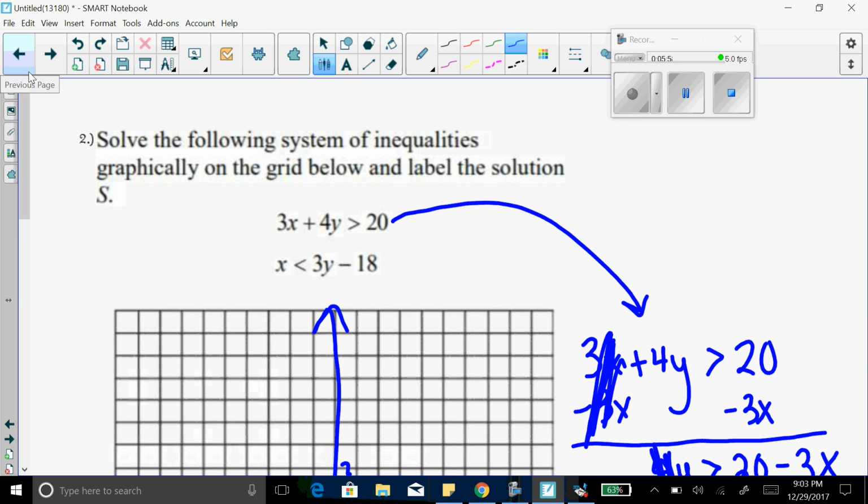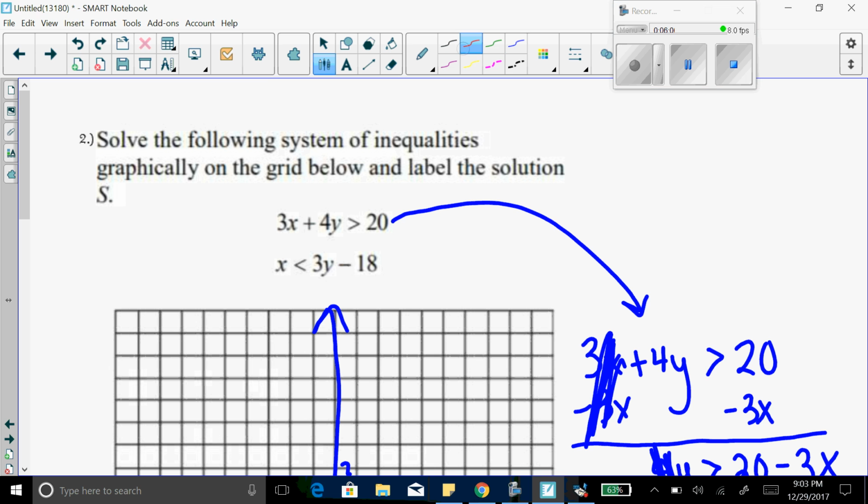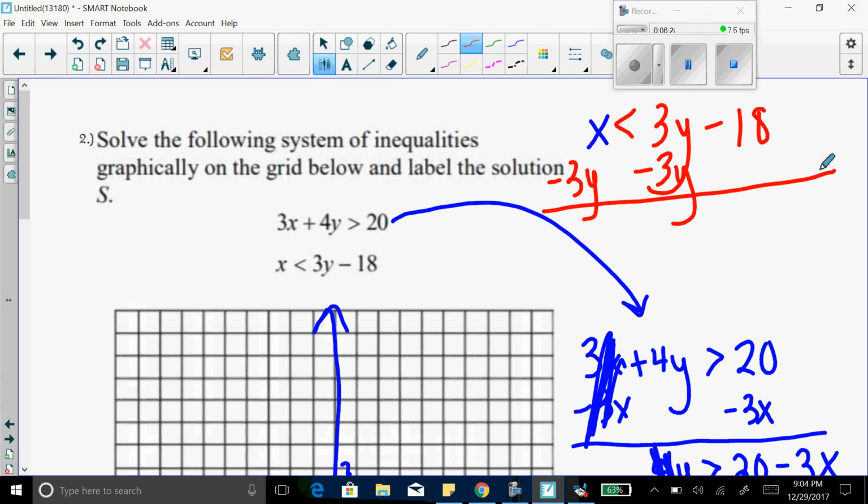Next, I'm going to help you with the other inequality. So I have x is less than 3y minus 18. So again, our goal is to get our y's by itself, and I like to get them on the left side, especially with inequalities. So to get the 3y over, I'm going to subtract 3y from both sides. So I get x minus 3y is less than negative 18.